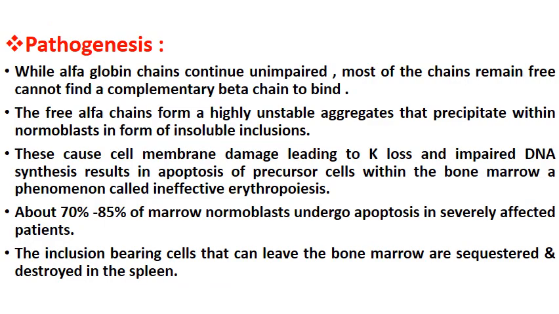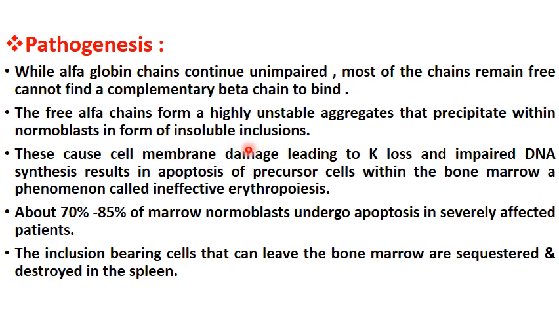The pathogenesis. Basically, we say that in beta thalassemia there is a defect in the beta globin synthesis. So the alpha globin chain continues unimpaired, and most of the chains remain free because they don't have a complementary beta chain to bind. No beta chain in beta thalassemia. The free alpha chains form highly unstable aggregates, which precipitate in the normoblast in the form of insoluble inclusions.